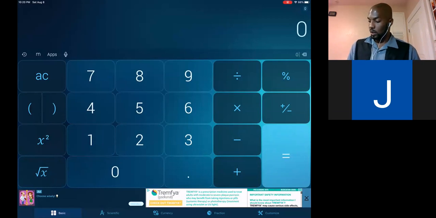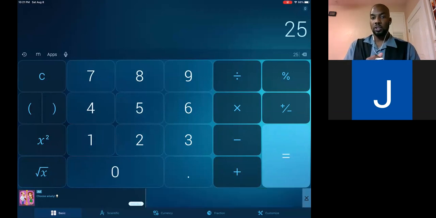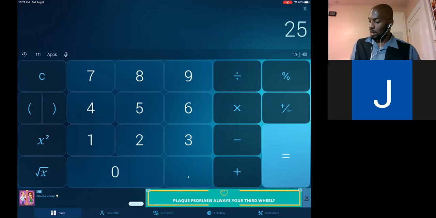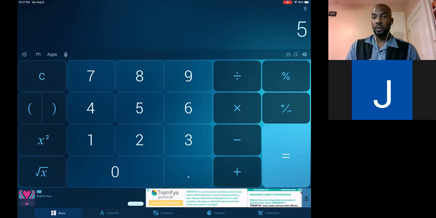And so what we want to do is find the square root of 25. I type in what I'm looking for, 25. You see it there on the top right. It's the little bar on the bottom that tells you what calculations are being performed. And then I simply press the square root button, and it spits out my answer. Square root of 25 is 5.